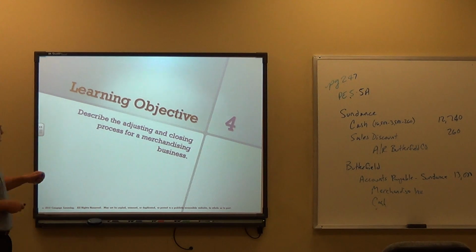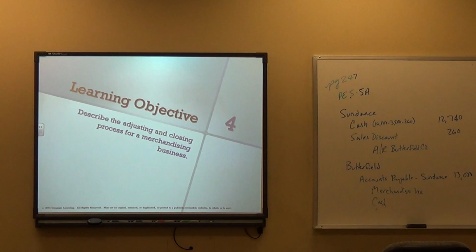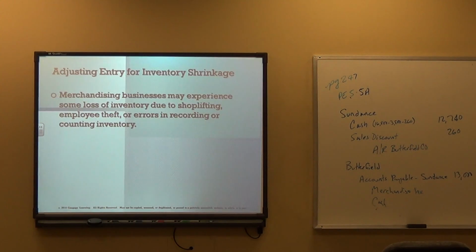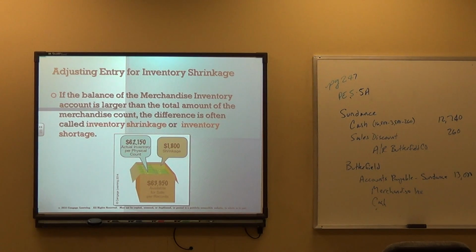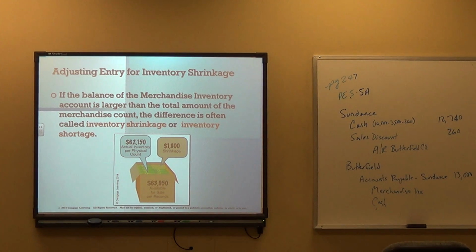All right, so let's finish up this chapter here and describe the adjusting and closing entry process for the merchandising business. So in here, the merchandising business may experience some loss of inventory due to shoplifting, employee theft, or errors in the recording or counting of inventory. So this is what we call shrinkage. What I talked about a little earlier. Sometimes we don't have what we think we have. And so that's called shrinkage.